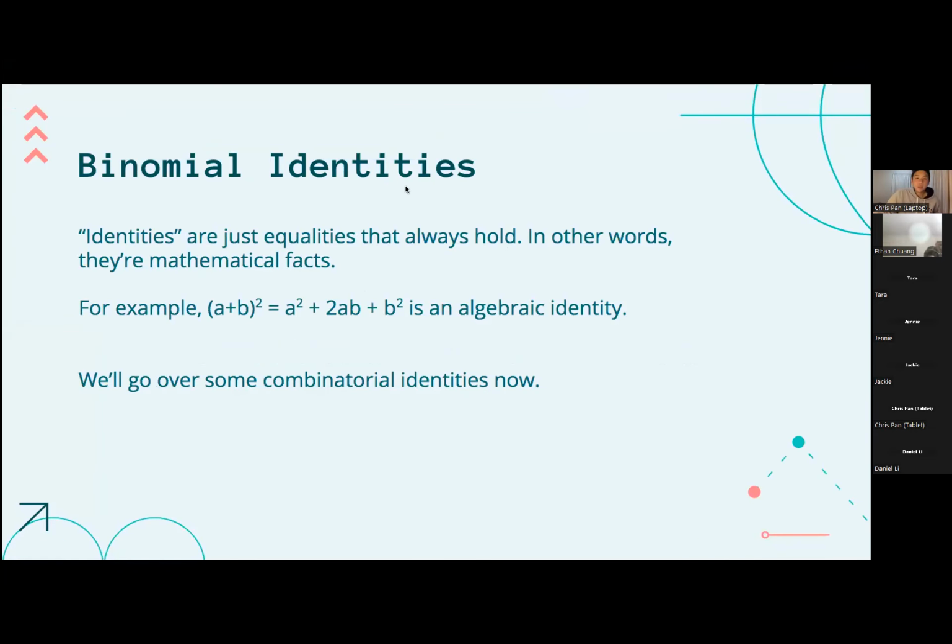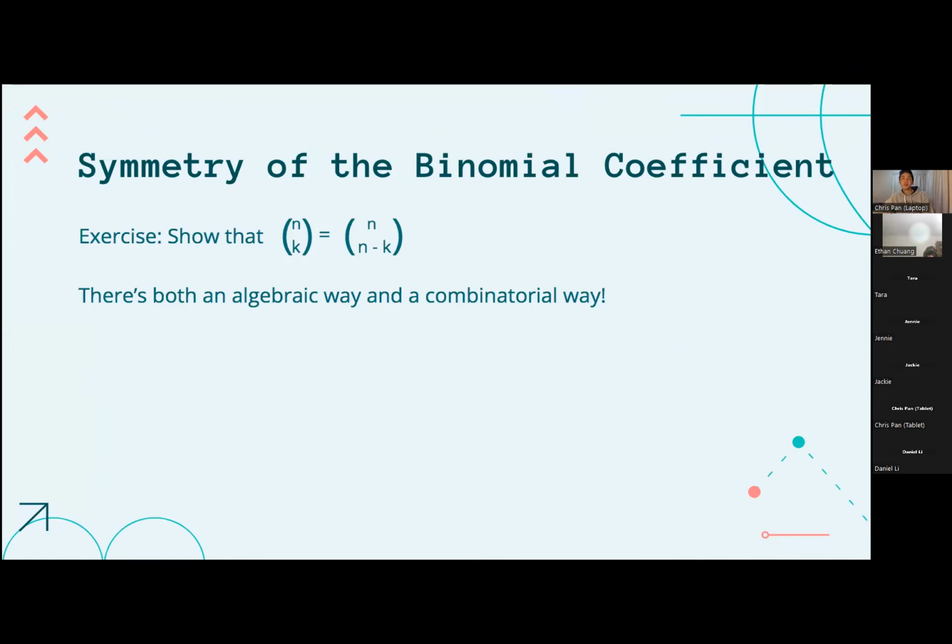Okay, so a binomial identity, what is that? Well, it's basically just a fact. It's just something that always holds. It's something that's true, and obviously that's gonna be useful because you want things that are true, right? If something's always true, then you can use it whenever you want. Okay, so the first thing we're gonna talk about is the symmetry of the binomial coefficient, which is with the choose function, right? Show that n choose k equals n choose n minus k.